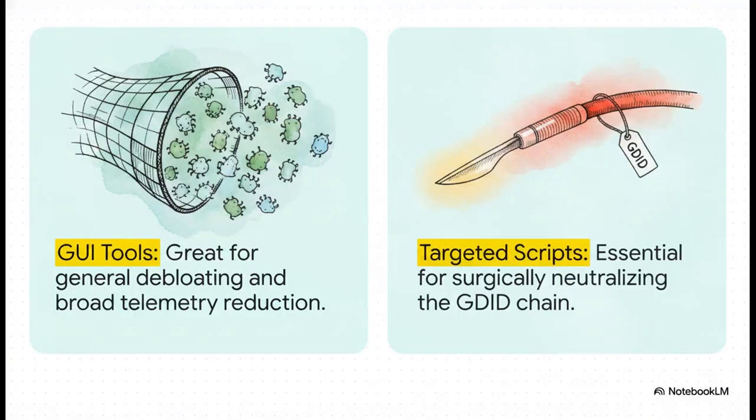Now, to properly harden a system, you really need a layered approach. Broad GUI tools like O&O Shutup 10++ are fantastic for general deep loading and broad telemetry reduction across the board. But, as we saw with that scattered spider chase earlier, we need absolute surgical precision to kill the GDID. And that is where targeted scripts, specifically the open-source No GDID PowerShell toolkit, become absolutely essential.